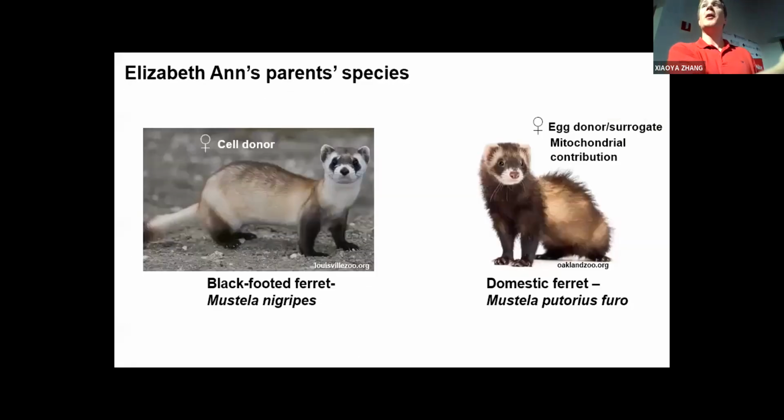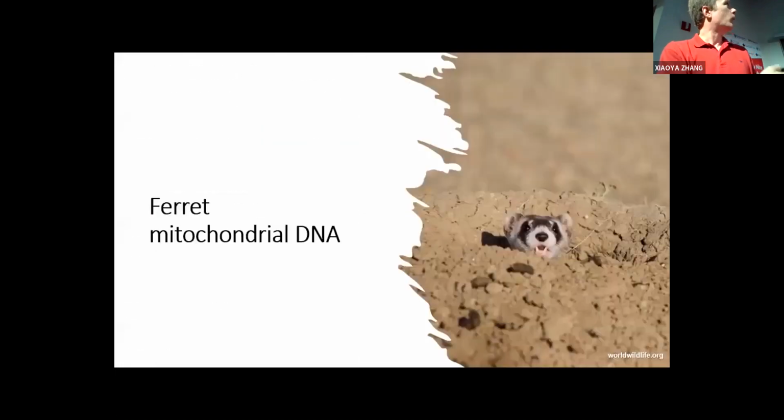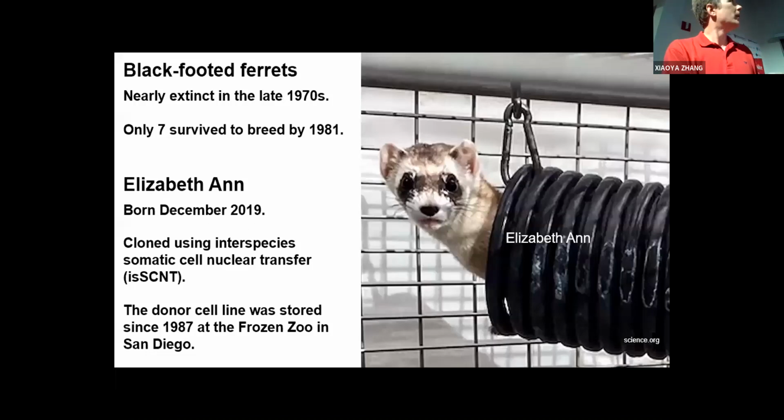I was going to talk about another project that I've worked on involving this black-footed ferret. Just to kind of talk about it briefly, black-footed ferrets were nearly extinct in the 70s. And there was recently a black-footed ferret that was cloned using interspecies somatic cell nuclear transfer from a cell line that was stored since 1987.